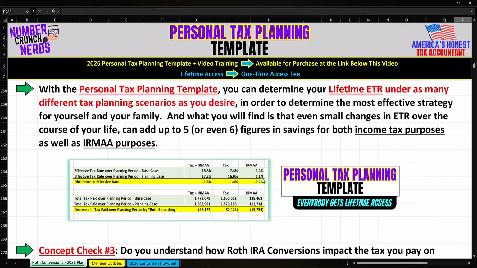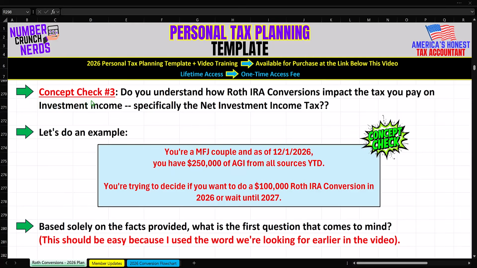It doesn't sound like that much when you're looking at the percentages. But when you get down here and look at the numbers, a drop of 1.4% in ETR for this individual was about $80,000 in tax savings, plus another $15,000 in IRMAA savings over the time period in which this was measured. The opportunity for significant permanent tax savings over your retirement years is right in front of you. All you have to do is lay out the numbers, follow the program, and figure out what is best for your family. Okay, let's go to concept check number 3.